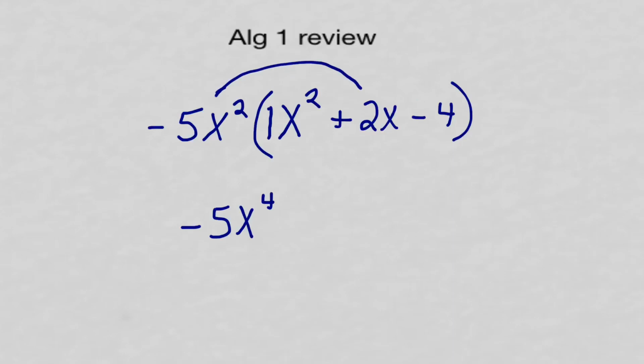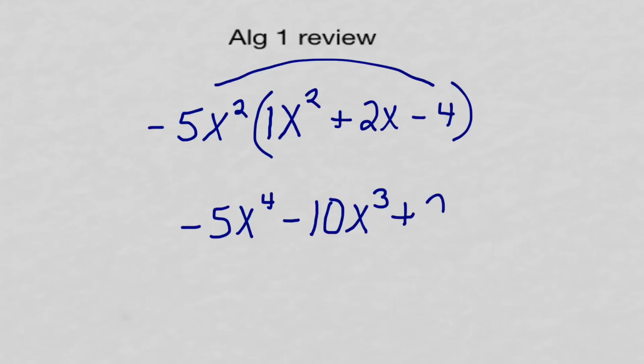Next one we want to do is the negative 5x squared times 2x. All right, so negative times a positive, it's going to be negative. That's going to be 5 times 2, which is 10. X squared times x, add exponents, it's going to be x cubed. And finally, negative 5x squared times negative 4. Negative times a negative is going to be positive. It's going to be 20. X squared times, there's no x behind here, so it's just going to bring over the x squared.